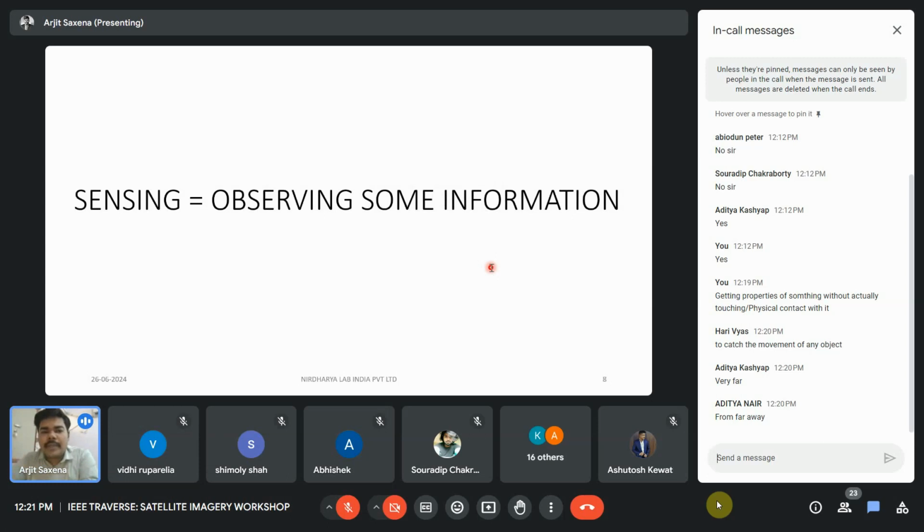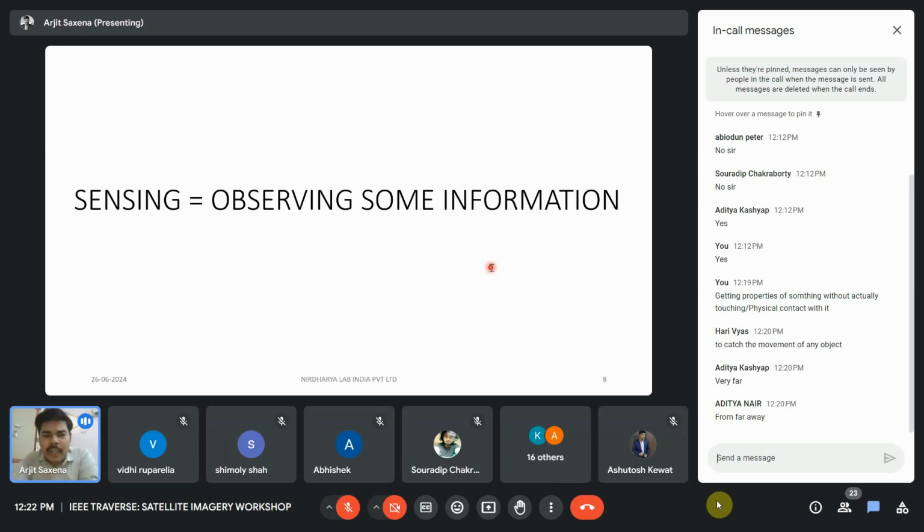Okay, observing some information. Like what type of information? Like if the camera which is looking at me has some information that this person has two eyes, okay, not three eyes, one nose, some mustache, some hair. So this is the information the camera is giving you, but from a remote distance, because I am not very close to the camera.